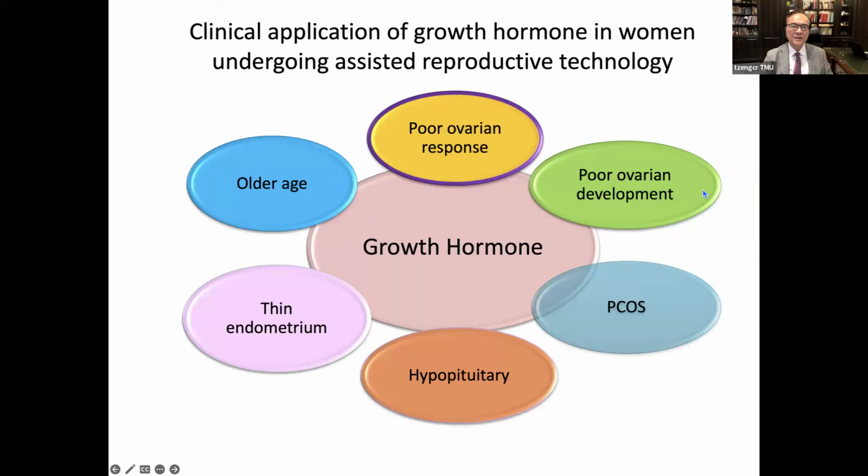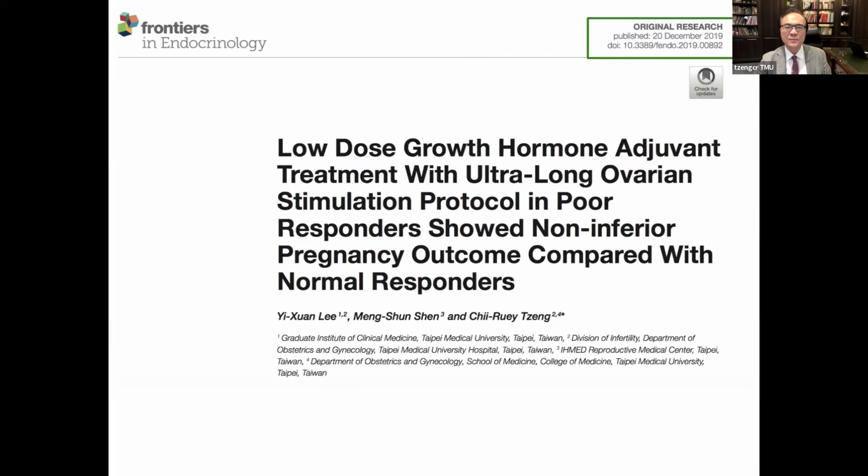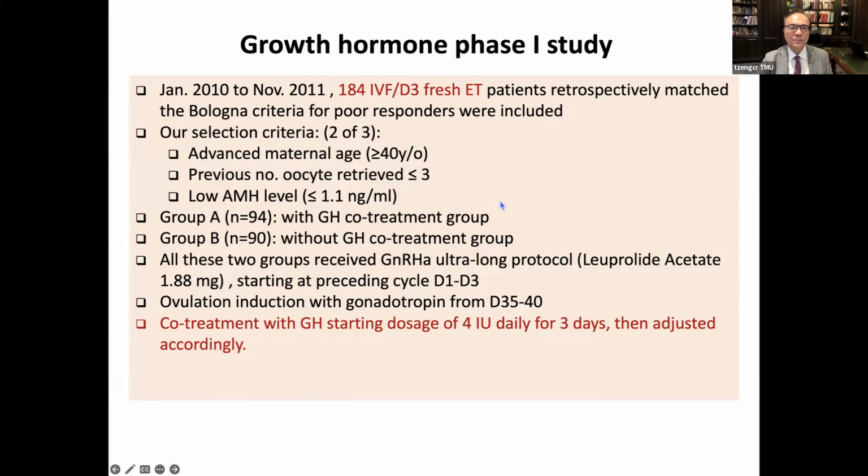So what is the function in those patients with poor ovarian response? We published a paper on how to use low-dose growth hormone adjuvant therapy with an ultra-long ovarian stimulation protocol in poor responders. We also demonstrated that this treatment can display non-inferior pregnancy outcome compared with normal responders. And this is our protocol. So this is the phase 1 study.